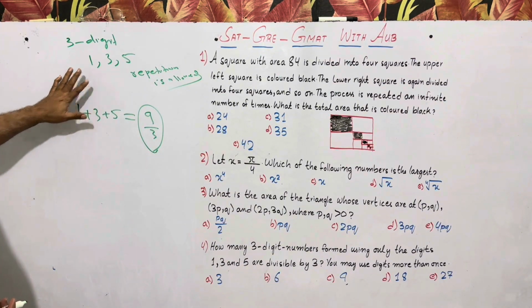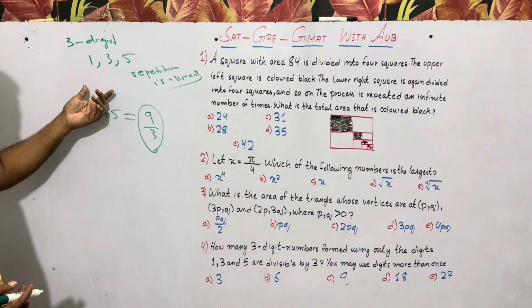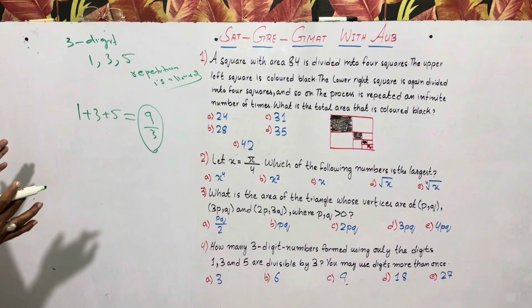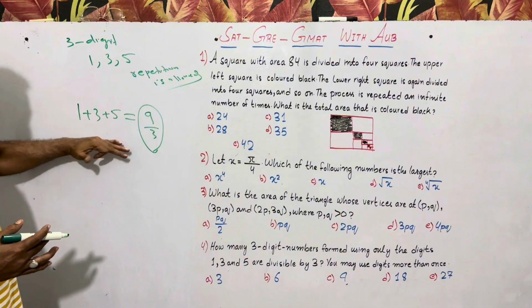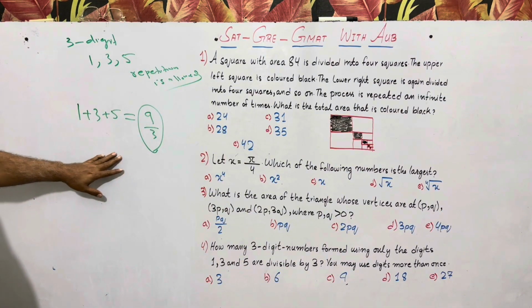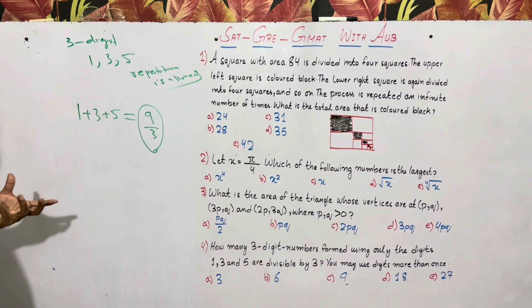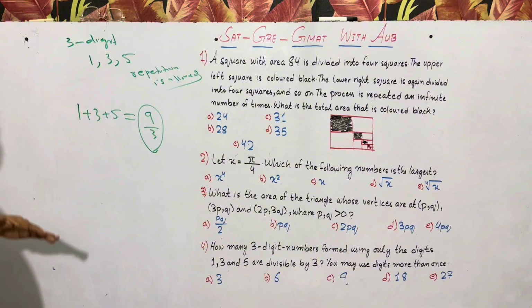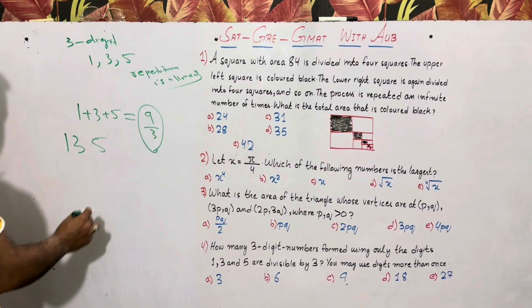We are asked to find how many 3-digit numbers are possibly formed by using the digits 1, 3, 5. Repetition is allowed. That must be divisible by 3. We add up all the 3 digits, 1 plus 3 plus 5, they make 9. 9 is divisible by 3. So, all the numbers formed by using each of these digits exactly once give us a number that is divisible by 3. So, all possibilities in that case are 1, 3, 5.